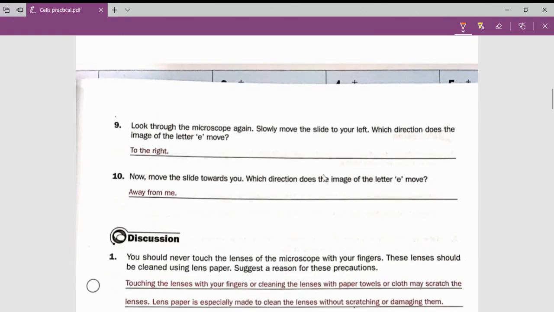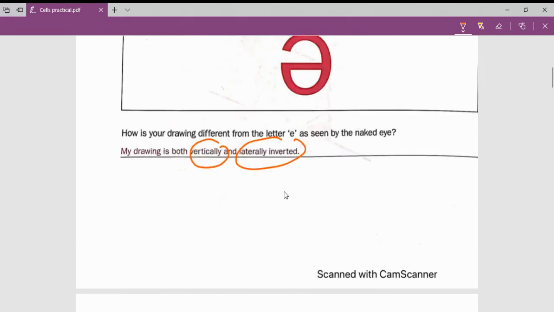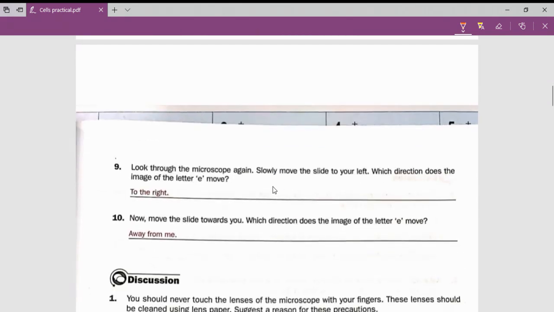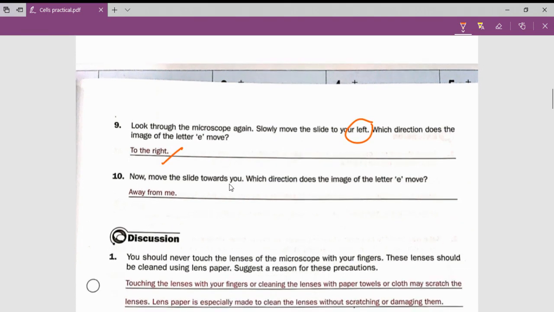Okay, so I hope you know what is the meaning of laterally inverted. So if I raise my right hand, if you stand in front of a mirror, the left hand will be raised. If you move towards your right, it will look like you're moving towards your left. Now if you move towards your left, the direction will be to your right. Can you just write it down? And if you move the slide towards you, the image will move further away from you. So it will be away from you.